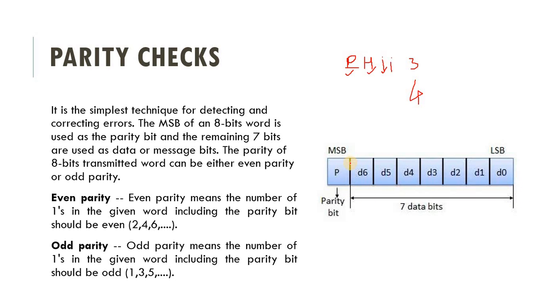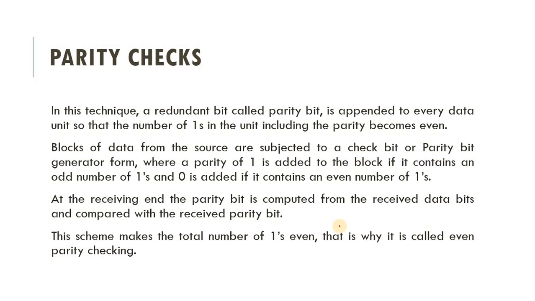As seen in this figure, if there is 7-bit data and we add a parity bit at the MSB place, the word becomes 8 bits long. In this technique, a redundant bit called the parity bit is appended to every data unit so that the number of ones in the unit, including the parity bit, becomes even.